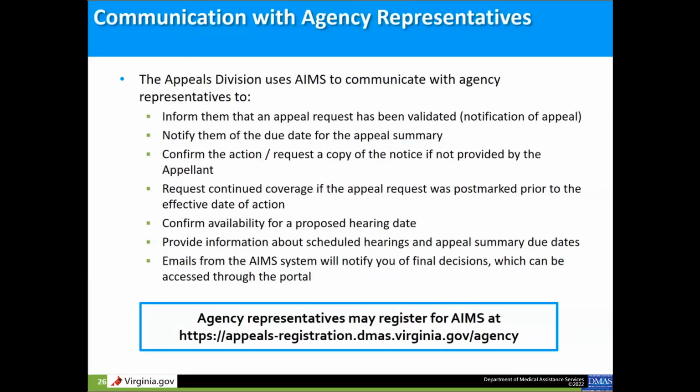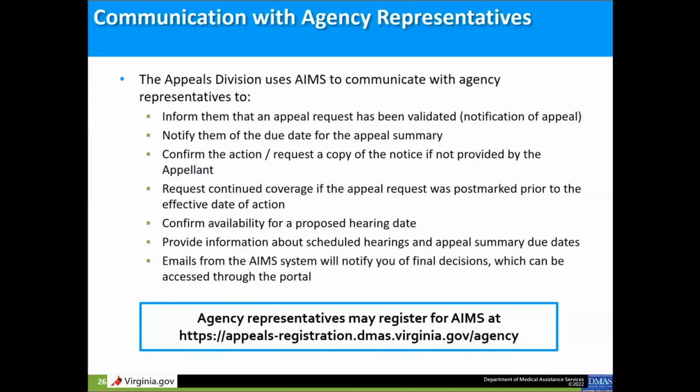Occasionally, appeals are filed without a notice of action, and the Appeals Division will be unable to obtain it from the VA CMS case management system. An example of this may be when an agency completes a manual notice of action or it is uploaded to DMAS, to which DMAS has no access. When this happens, we'll need to confirm that the action has been taken, and we'll request a copy of the notice.